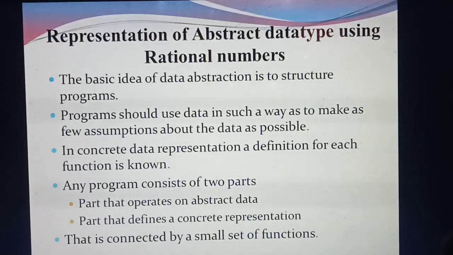Next is the representation, which is not an important topic, just read it once. Next you are going to represent rational numbers using this abstract data type. What do you mean by rational numbers? Rational numbers are a collection of two real numbers or two integers. If you need to structure the program in a very good manner, which concept should you use?